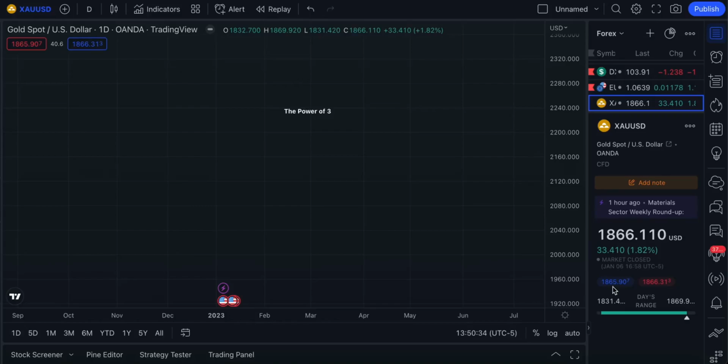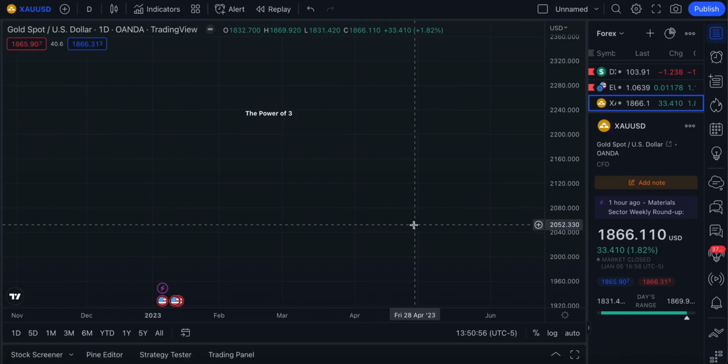Alright guys, so in this video, I want to go over the concept of the power of 3. Now this concept, I apply it when I do see it. It doesn't happen often, but when I do see it, it's a very good confirmation to get into a trade. So what is the power of 3?